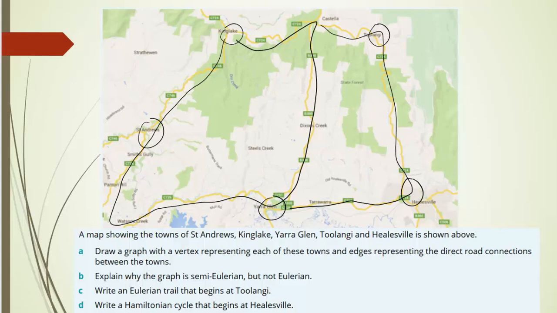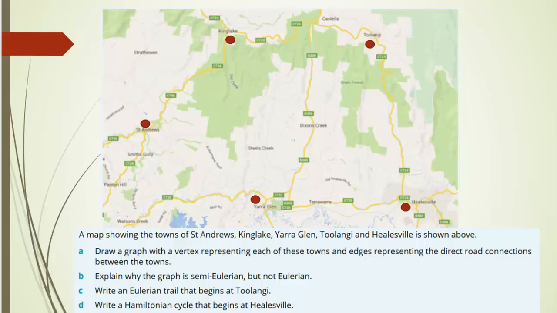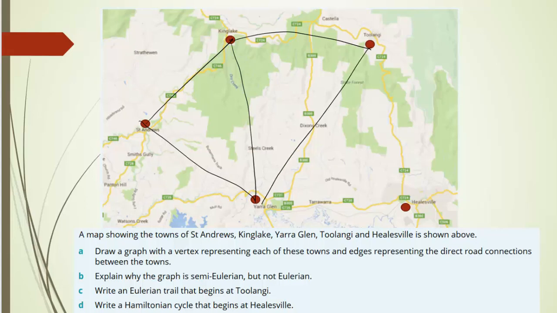We need to actually join them up like I'm going to do here. So we want to go down to there. There's a connection between Kinglake and Yarra Glen. There's a connection between Kinglake and St Andrews. St Andrews and Yarra Glen. Kinglake and Toolangi. Toolangi and Yarra Glen. Toolangi and Healesville and Yarra Glen. So that's not really following the roads, that's just showing the connections between those nodes.